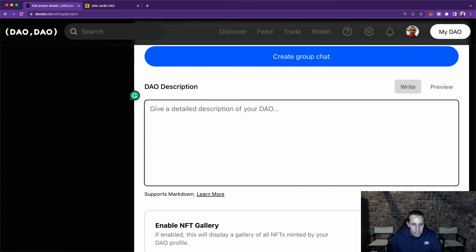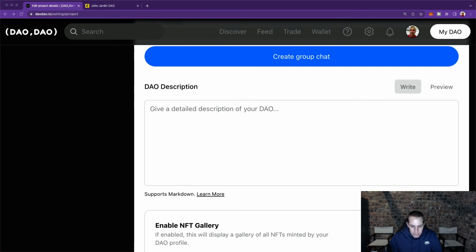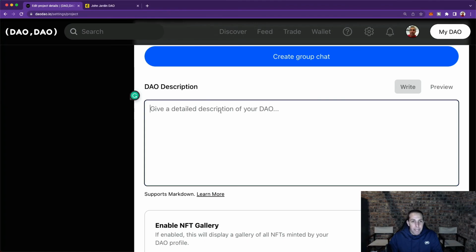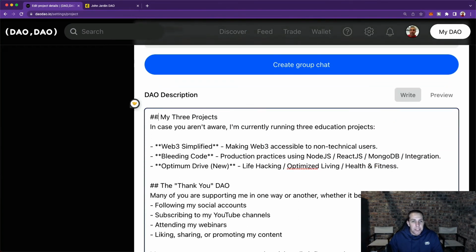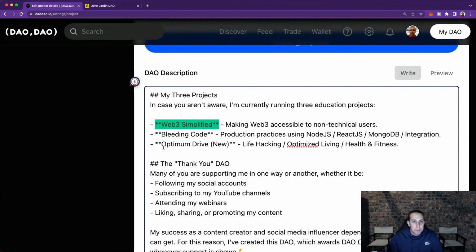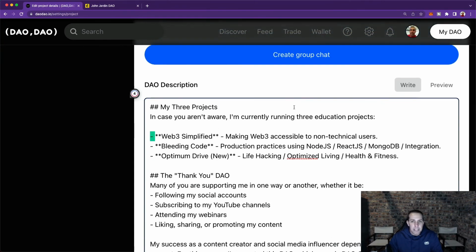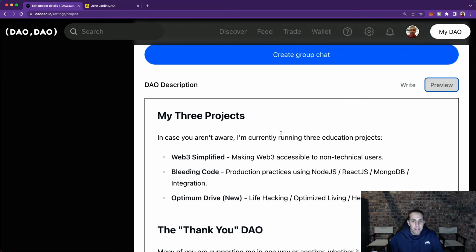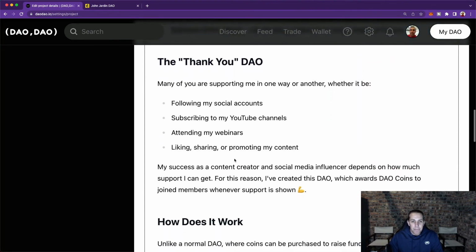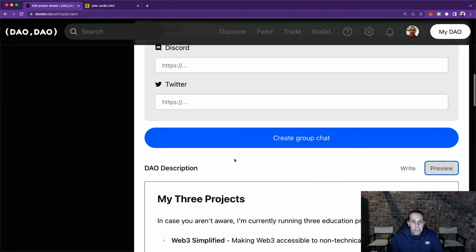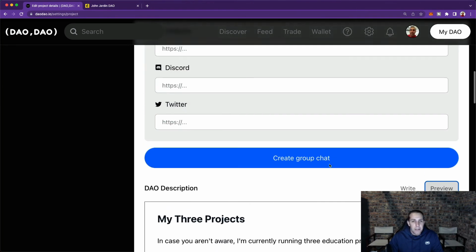For the sake of this, I've already created Markdown over here, and I'm going to paste it. This is what it looks like. You'll see you can use these two hashes to turn this into a header, this makes items bold, and this makes items bulleted lists, and a number of other things. If I click on the preview, this is how it comes out. This is how it will look in the UI. This is the text that I want you to see when you go to this DAO.